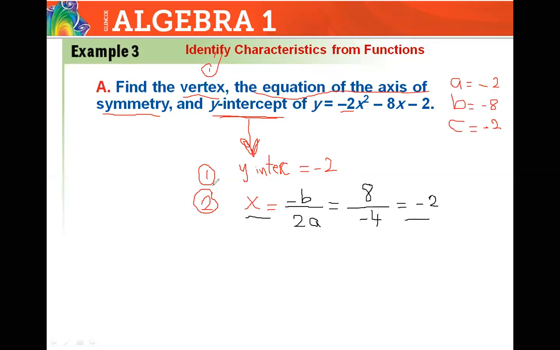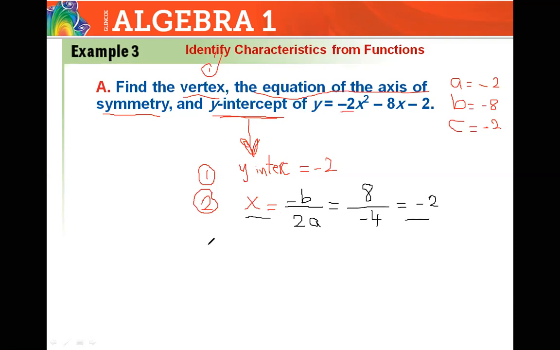So now we have two requirements, the y-intercept and the line of symmetry, or the equation of the axis of symmetry. Thanks, Ali. Muhammad, now we have two requirements. Now I need to get the vertex. What shall I do to get the vertex?